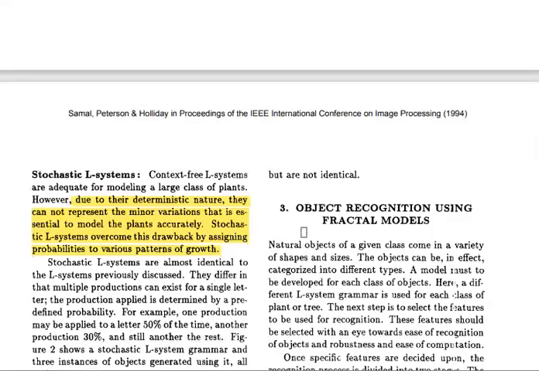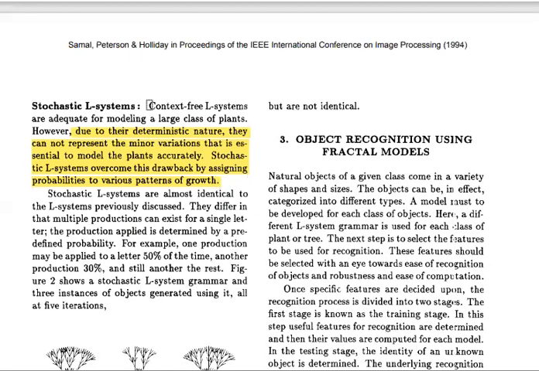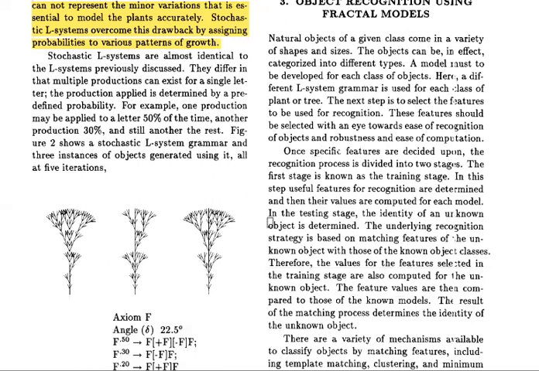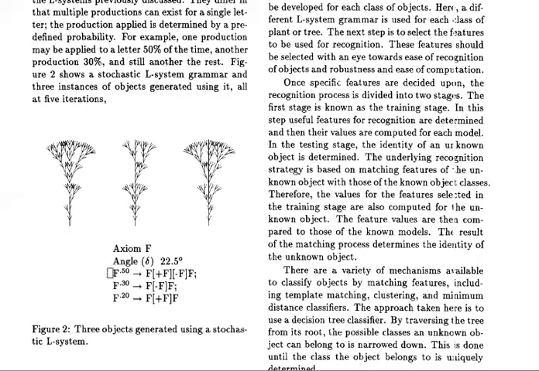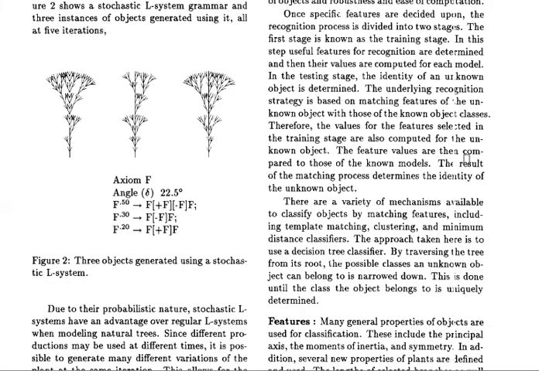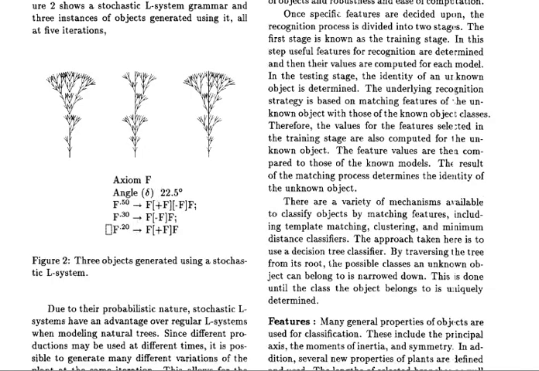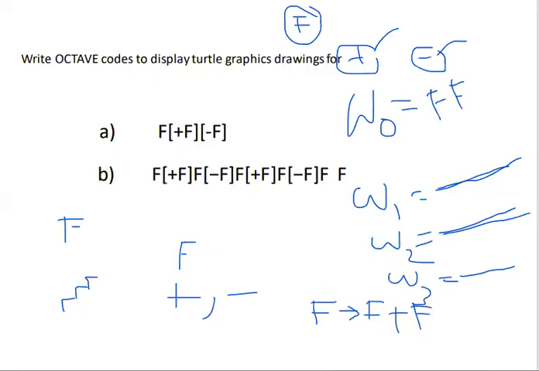Now let's discuss stochastic systems, and this one is also context free, or context insensitive. Let me take a simple example and define a small stochastic system. The initial word is F. There is only F. So this is your initial word.